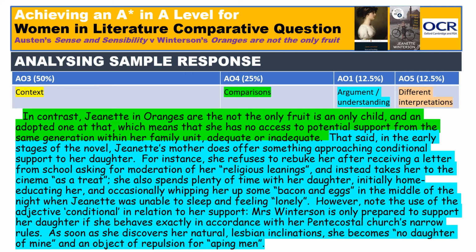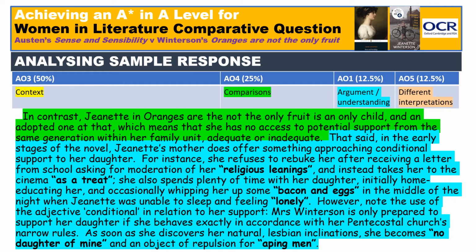For my AO1, I'm looking to avoid an oversimplified argument. It would be all too easy to say that Mrs. Winterson is a terrible mother and doesn't support Jeanette at all, but that isn't quite right, and so I give very specific evidence from the text using plenty of short embedded quotations and argue that in some ways Mrs. Winterson is supportive.